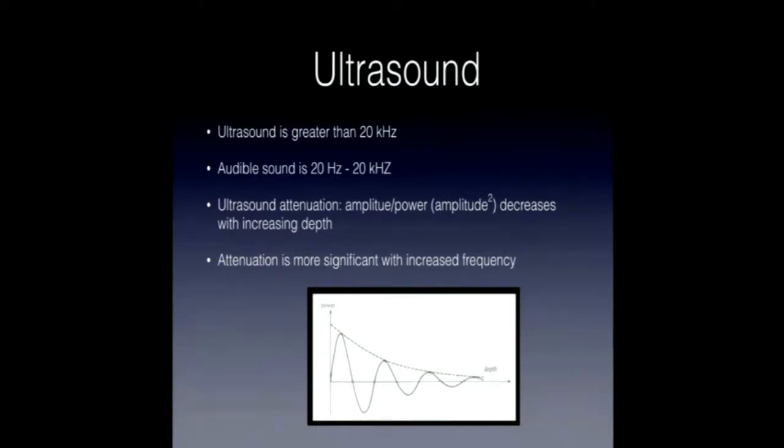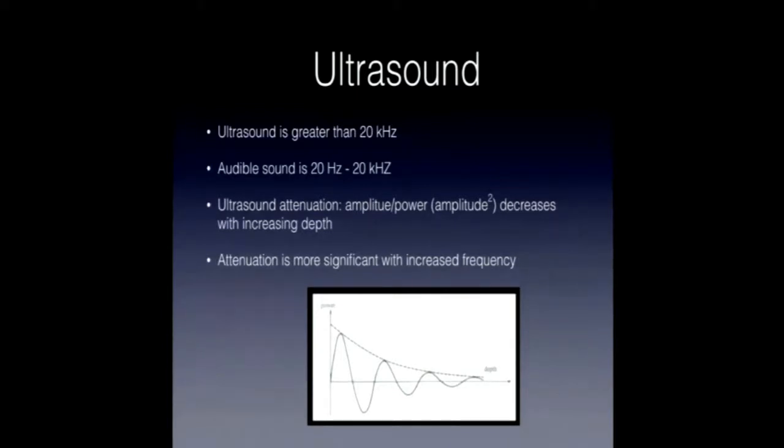And more review for most of us. Ultrasound is greater than sound, so it's greater than 20 kilohertz. And audible sound is 20 hertz at the base level to 20 kilohertz at treble. So that's audible sound. And then we can talk about attenuation of sound energy. As we increase the frequency, we're more susceptible to attenuation as the waves travel through tissues.